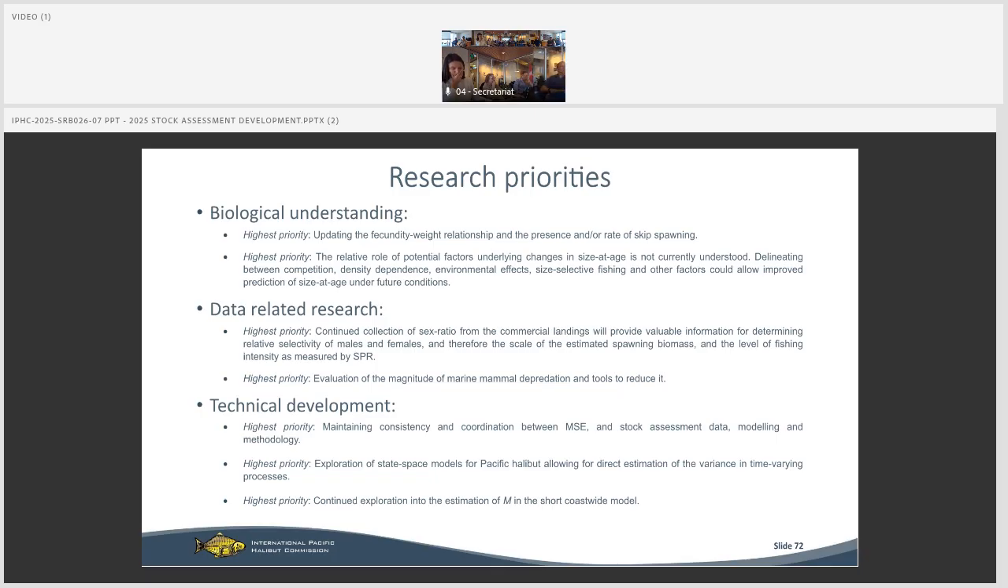But for the 3 categories that we use, these are the top priorities that I see coming from the stock assessment. I'm certainly open to other ideas. But I think the fecundity relationship and evaluation of whether skip spawning is an issue is top of the list biologically. And then understanding what's affecting size at age is next.